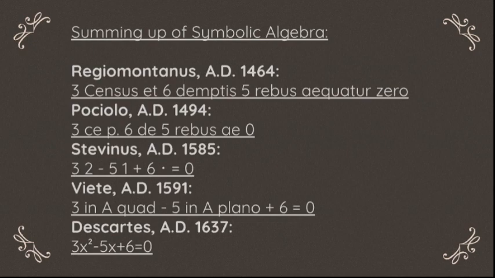He wrote it as 3 A quad minus 5 A plano plus 6 equals 0. Quad represents square and plano represents exponent or to the power of 1. And finally, the version which all of us are very familiar with, as this is how we write algebraic equations and expressions. Descartes' version, where he wrote it as 3x squared minus 5x plus 6 equals 0.